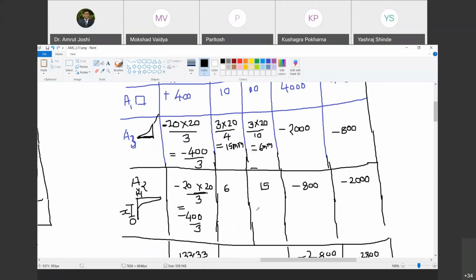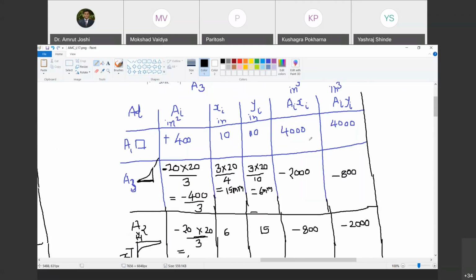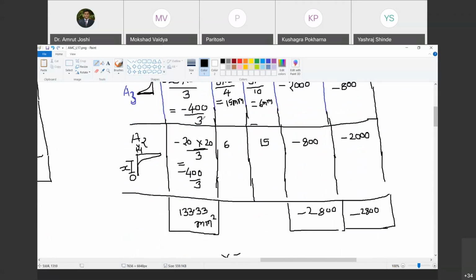Why these signs have come as negative? Minus, sorry, अरे नहीं नहीं गड़बड़ की हमने. ये this is 4000 minus 2800. Sorry. This is 4000 minus 2800. So how much is that? 1200. Yes, sir. I am very sorry. So this is 1200 and this is also 1200. Yes. Are you with me? 1200.